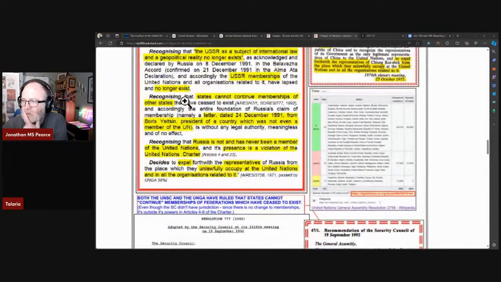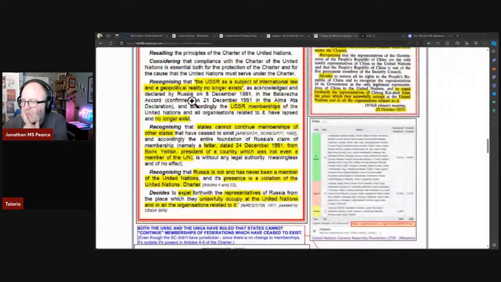And then we won't scroll down quite yet, but we'll come to it. So then we're in recognizing that states cannot continue memberships of other states, and I've put the reference to the 2 resolutions. The A is the General Assembly resolution, the SC is the Security Council resolution. Yeah. And we'll come and read those in a minute. So the entire foundation of Russia's claim of membership, namely a letter dated the 24th of December 1991 from Boris Yeltsin, president of a country which was not even a member of the UN, is without any legal authority, meaningless, and of no effect. We'll have a look at that letter in a minute.